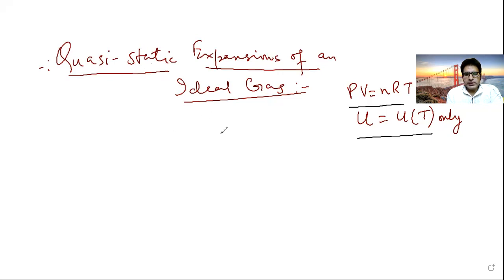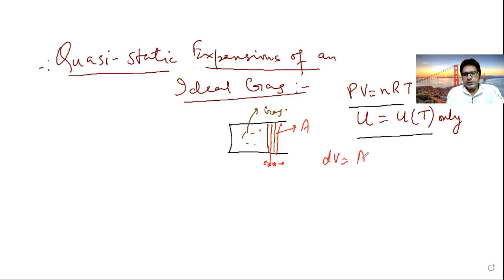Now we have already said that work done, if we have some container and it has a certain piston, right? Now there is gas inside this container. Now if this piston moves through distance dx, then if A is the area of the piston, the change in volume of the gas dV is A dx, and work done by the gas when the piston moves, the gas expands, work done by the gas on the surroundings on the piston is PdV, where P is the pressure in the gas. This much you know.